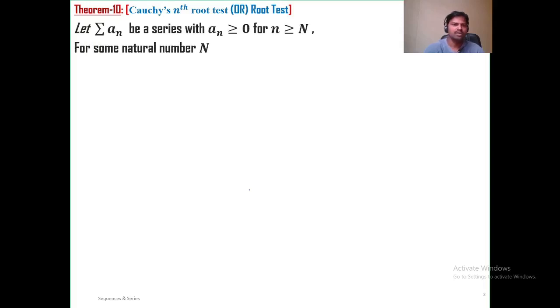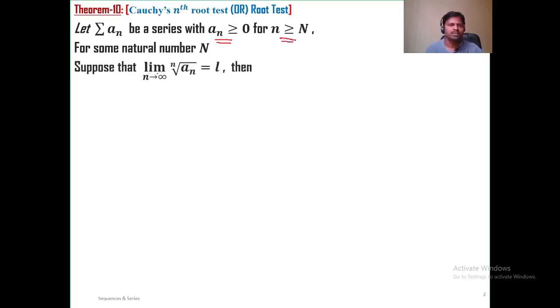So the first requirement is, let a_n be a series with a_n more than or equal to 0. That means the terms are non-negative. So the first requirement is a_n is more than or equal to 0 for n more than or equal to some N. After a certain stage the term should be more than or equal to 0. If the first few terms are negative, we need not worry about that, because it says that after a certain stage the term should be more than or equal to 0. That is the requirement for Cauchy's root test.